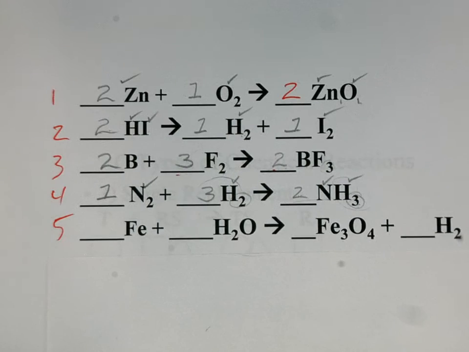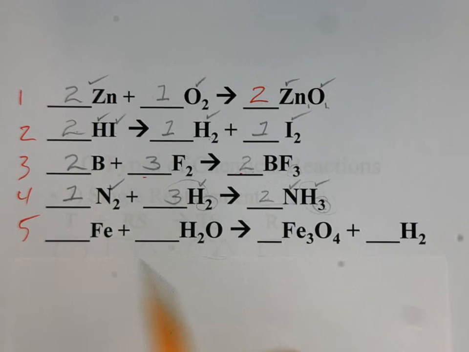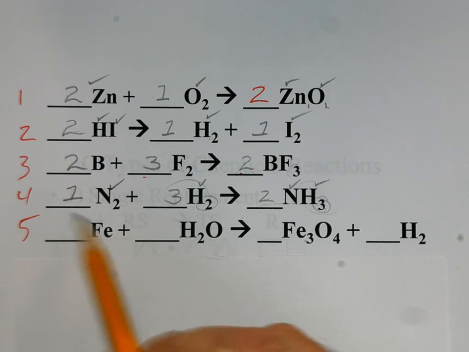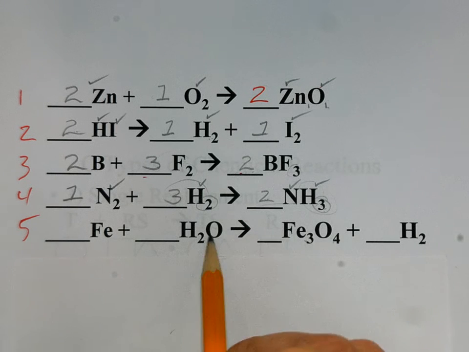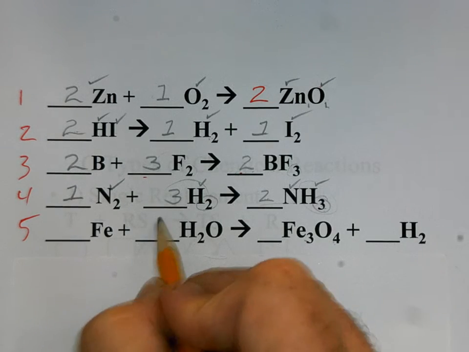Okay, this one right here. Let me scoot that over if you didn't get that. What I'm going to recommend now is this: we could start to balance the iron, but since it's all by itself, I recommend leaving that one alone until later. Let's try balancing the oxygens first, because we only have 1 oxygen over here and 4 over there. Use a pencil, because we might have to erase. So let's put 4 over here.